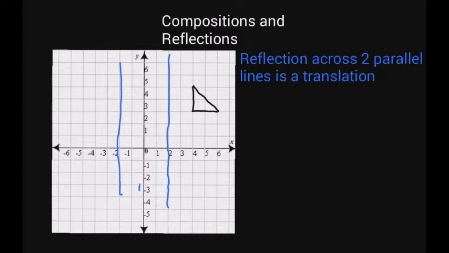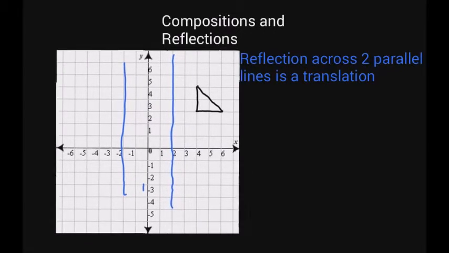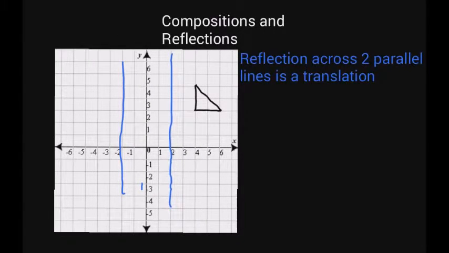Alright, we're going to talk about compositions and reflections. So we're going to start with the reflection across two parallel lines is a translation. So I got those two parallel blue lines and I'm going to reflect that object across those two parallel lines. Actually, let me move those just a little bit. I don't think I can actually. That's okay.